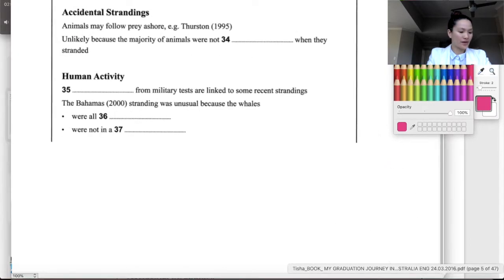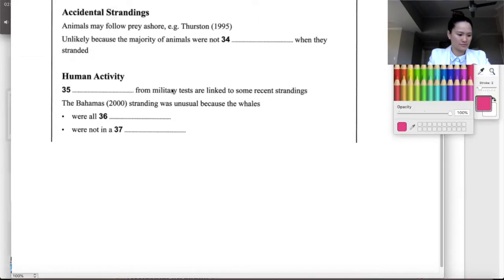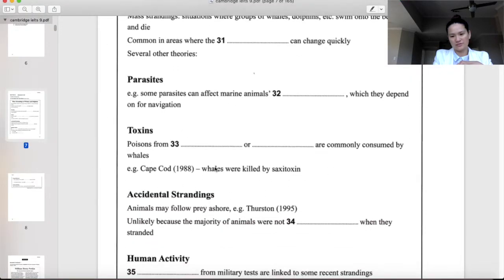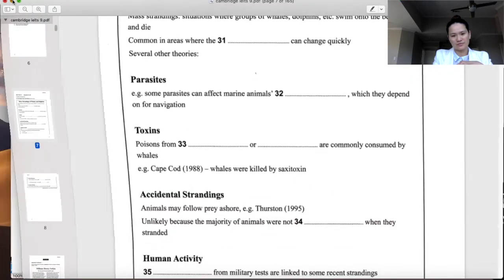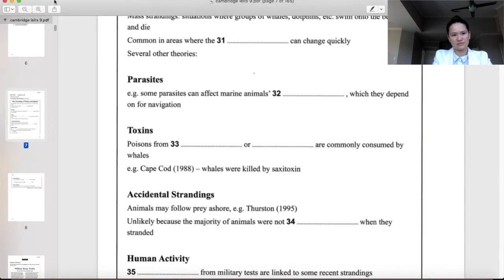Number 34. Okay. It's normal feeding behavior, but whether these poisons directly or indirectly lead to stranding and death seems to depend upon the toxin involved. In 1988, for example, 14 humpback whales examined after stranding along the beaches of Cape Cod were found to have been poisoned after eating tuna that contained saxitoxin, the same toxin that can be fatal in humans.